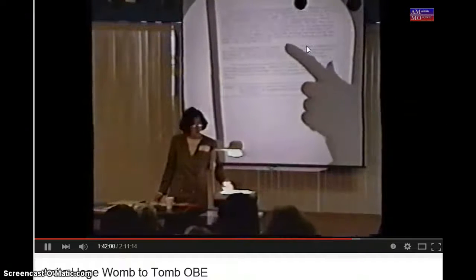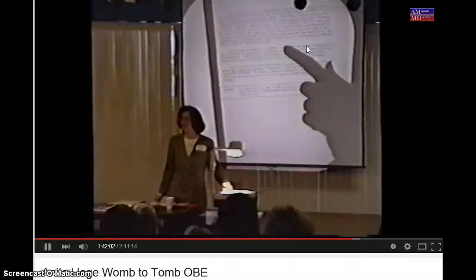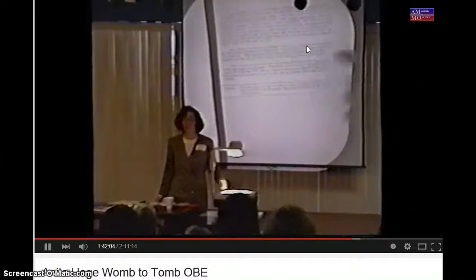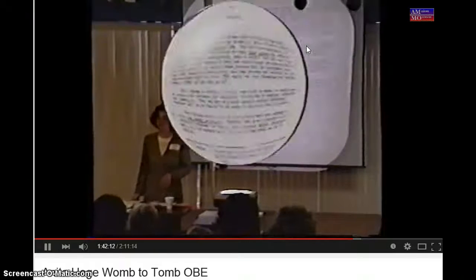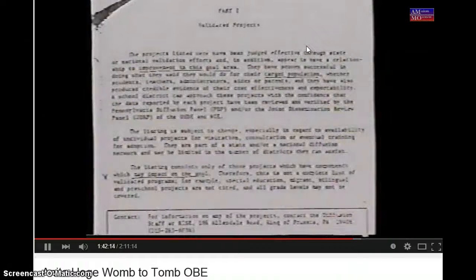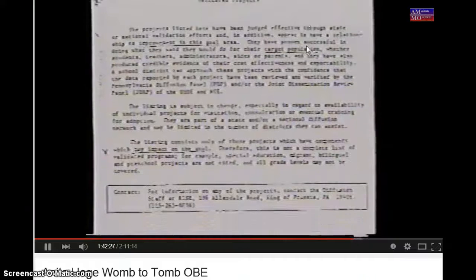Validated by the United States Department of Education Joint Dissemination Review Panel that Charlotte has been talking about for well over 15 years. The National Diffusion Network was the transmission belt of validated curriculum to be sure that your child changed their threshold levels to meet the minimum state attitude of the government.